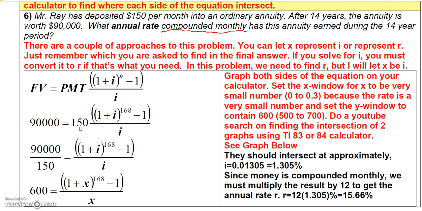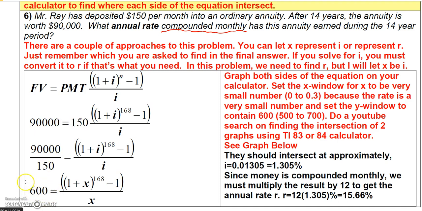Now, what I'm going to do next is divide both sides by 150. If I divide 90,000 by 150, you get 600. If you read below, you'll see that you actually can solve it with these two functions, but I'm going to go ahead and divide the 150 into 90,000 and get 600.